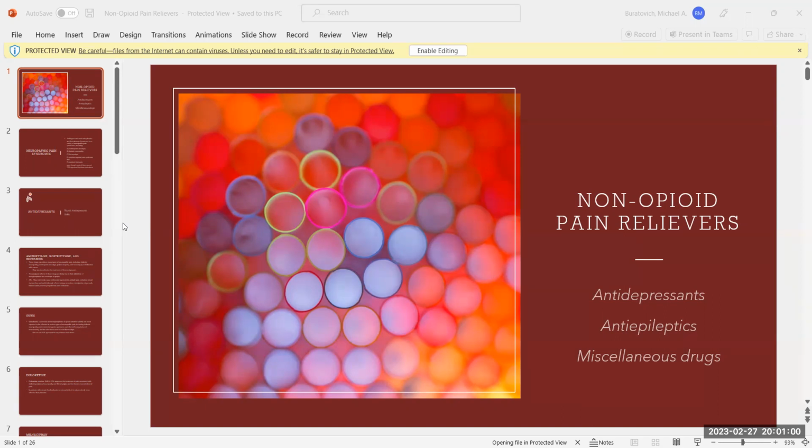Most of these are not FDA approved. A few are, but some are used off-label for neuropathic pain. So let's talk about the tricyclic antidepressants and the SNRIs, selective noradrenergic reuptake inhibitors. So here are the 3 tricyclic antidepressants that are used to relieve neuropathic pain. They include amitriptyline, nortriptyline, and imipramine.